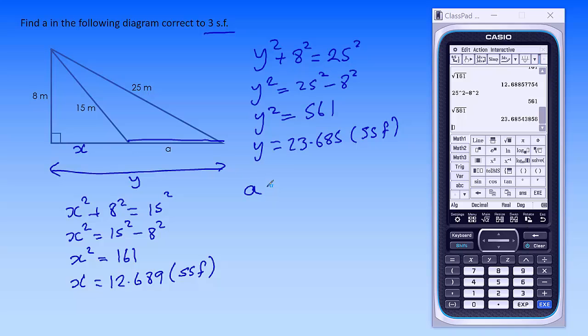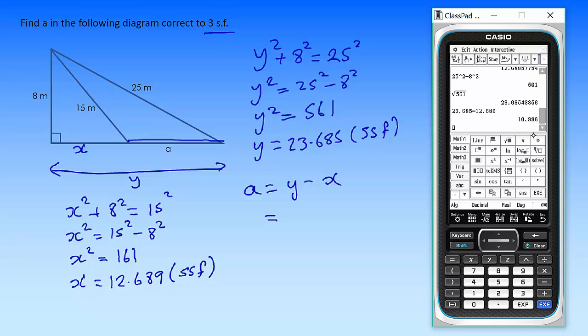And then we can say that A is equal to y minus x. So that is going to be 23.685 take away 12.689. And we want this to 3 significant figures. The 9 would round up, so it's actually going to be 11.0. And that would be in meters, correct to 3 significant figures.